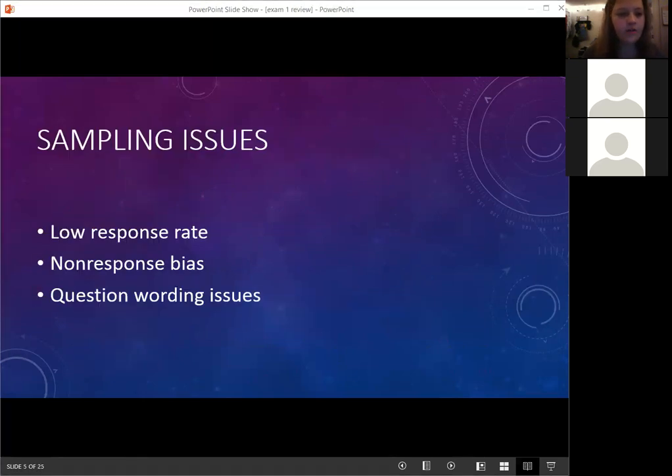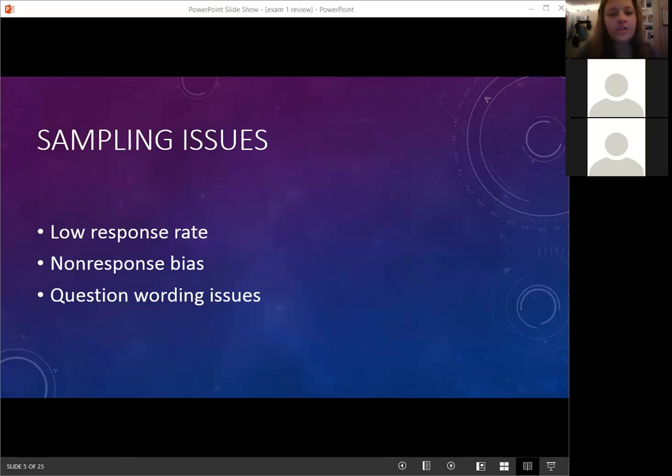Okay, so when we're talking about sampling, there are a few issues that we want to watch out for. Low response rate literally just means what it says, that there was a low response rate, so the sample that you got may not be representative because not a lot of people responded. And then non-response bias is when whoever you're looking for, you take a sample and then people don't respond. Basically, they can't really tell you about the people if they don't respond.